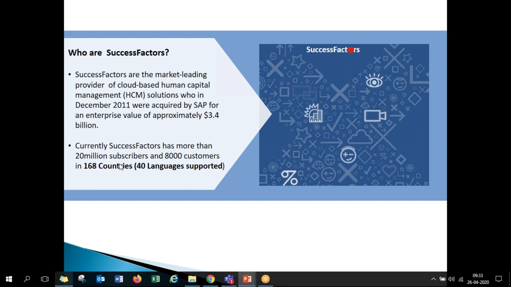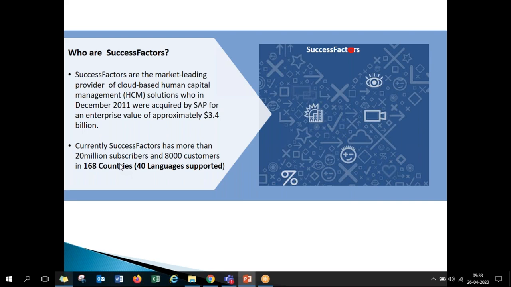Today SuccessFactors stands at a place where its solution is applicable in 168 countries across the globe and available in 40 prominent languages. Chinese for China, Hindi for India, Arabic for the Middle East, Japanese, Korean, Italian, Portuguese, Dutch, like this, all the 40 important languages, with its solution applicable in 168 countries today, guys. That clearly shows the global consulting opportunities that we have in SuccessFactors, with all the travel opportunities that we get.